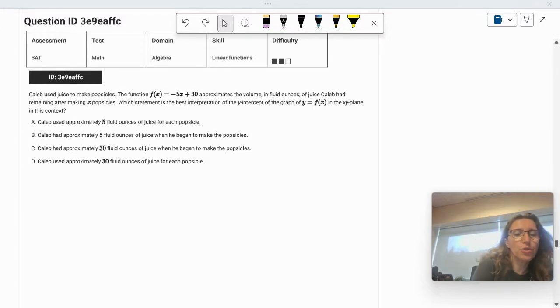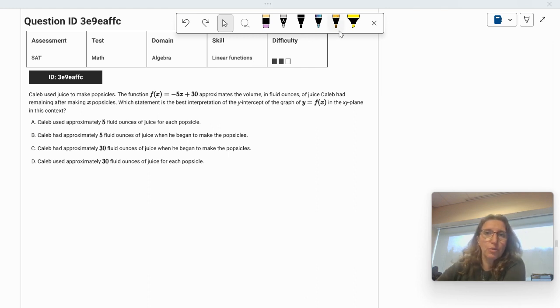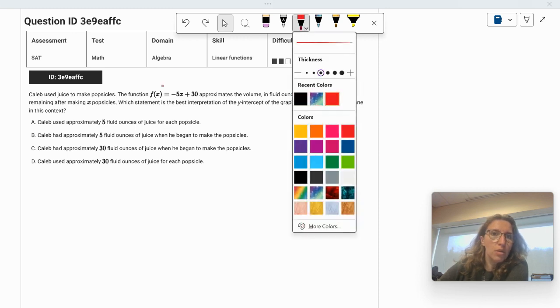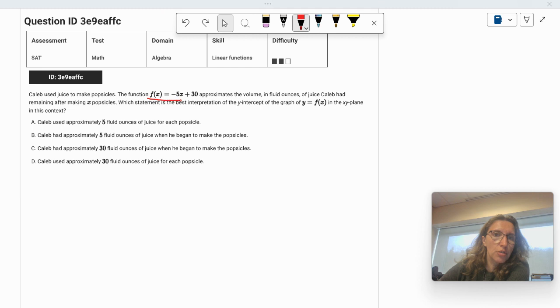So this is question 20. The question states Caleb used juice to make popsicles. The function f of x equals negative 5x plus 30 approximates the volume in liquid ounces of juice Caleb had remaining after making x popsicles. So from that reading, I'm going to look at the function they're presenting to me. So this is the function.